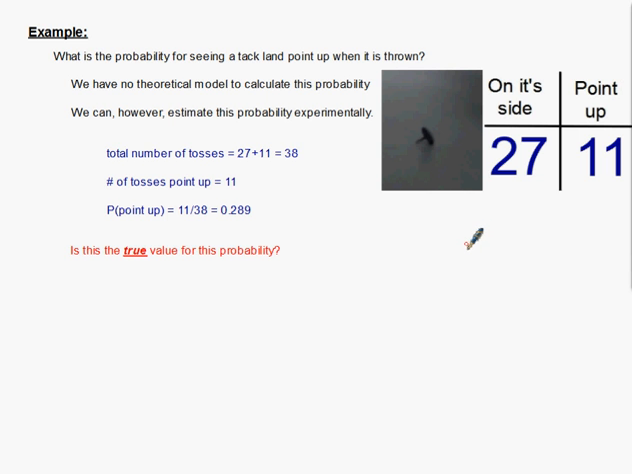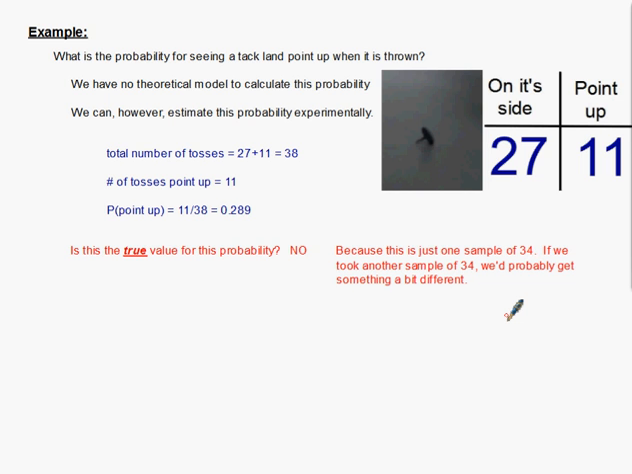Now, the real question is, is this the true value for this probability? The answer is no, it isn't. Right? Because this is just one sample. If we take another one, we'll probably get something a little bit different. That's an indication that this is not the true probability.